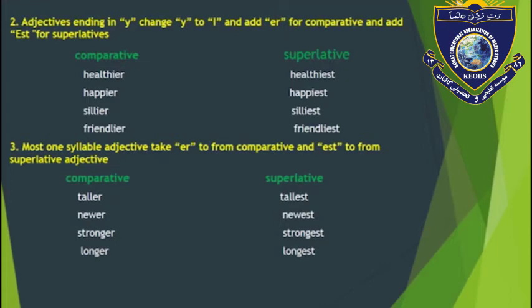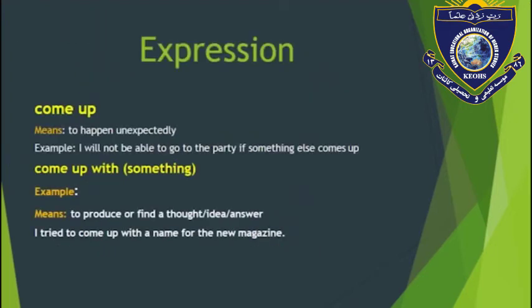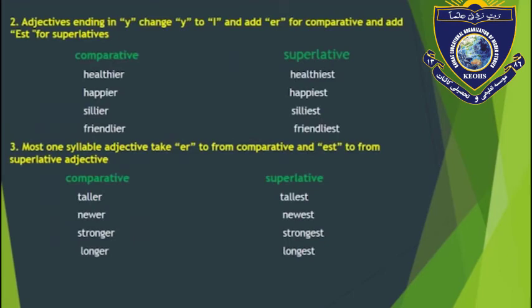Sillier, silliest. Friendlier, friendliest. Most one-syllable adjectives take ER to form the comparative and EST to form the superlative. For example, tall, taller, tallest. New, newer, newest. Strong, stronger, strongest. Long, longer, longest. Okay, dear students, it was our today's lesson. I hope you catch my lesson. We studied comparative and superlative adjectives. Just try to make your own examples for this grammar.